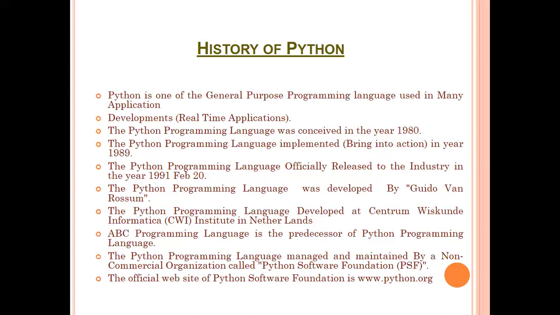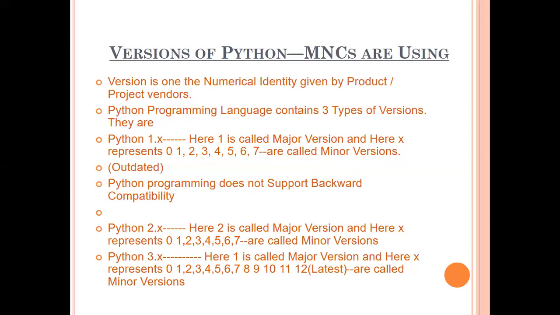Then we discussed the history of Python. It was conceived in 1989 and implemented in 1989, and released in the industry on February 20, 1991. Developed by Guido van Rossum at Centrum Wiskunde & Informatica in the Netherlands. The ABC programming language is the predecessor of Python. It is managed and maintained by the Python Software Foundation, PSF, and the official website of PSF is www.python.org, from where we can freely download it.